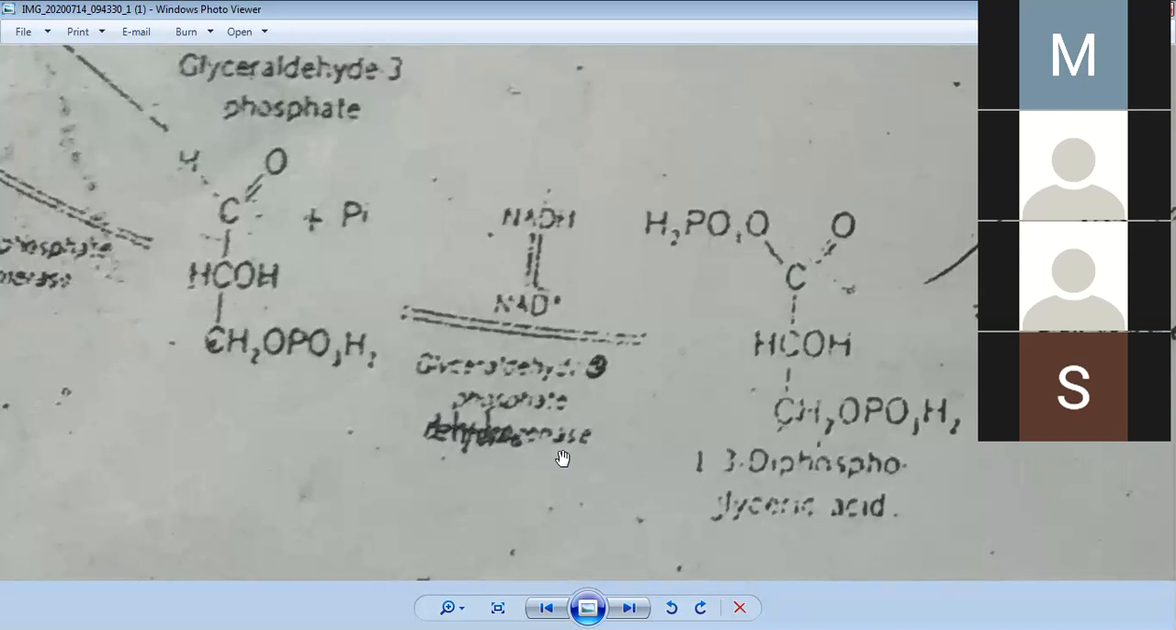The second point is that in this reaction, NADH plus H plus is produced, and from one NADH plus H plus, we get 3 ATP. So we can get ATP from here. Number 3, in this reaction, you can see inorganic phosphate is introduced in the system.